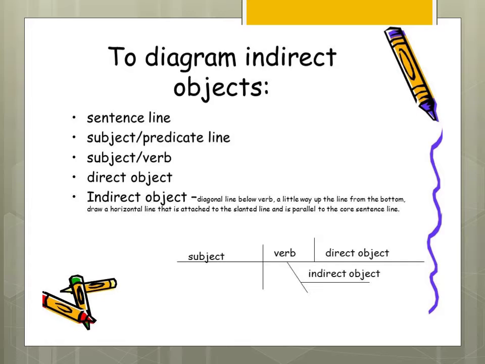So how do we diagram indirect objects? Well, first of all, we do the regular sentence line or the baseline. We have our up and down subject-predicate line that cuts right through the baseline. Our subject goes on the left, our verb goes in the middle, and our direct object goes on the right. Now the indirect object gets a slanted line and then a horizontal line that goes across. And it's kind of attached to the verb because essentially it's what the verb is doing.